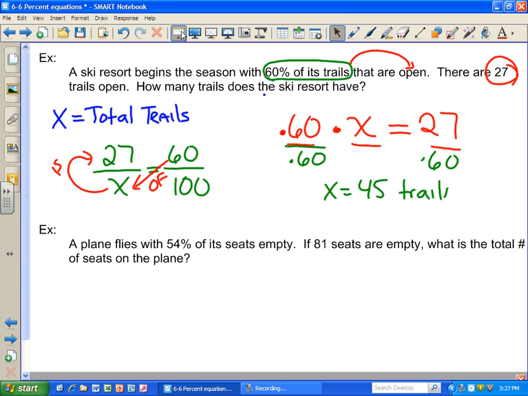So again, the first thing you want to do is ask yourself, what don't you know? What are we trying to solve for? What does the X actually stand for? So if you look at the question, it says, what is the total number of seats on the plane? So the first thing I want you to get used to writing down is, what does your X stand for? So the X is the total seats.